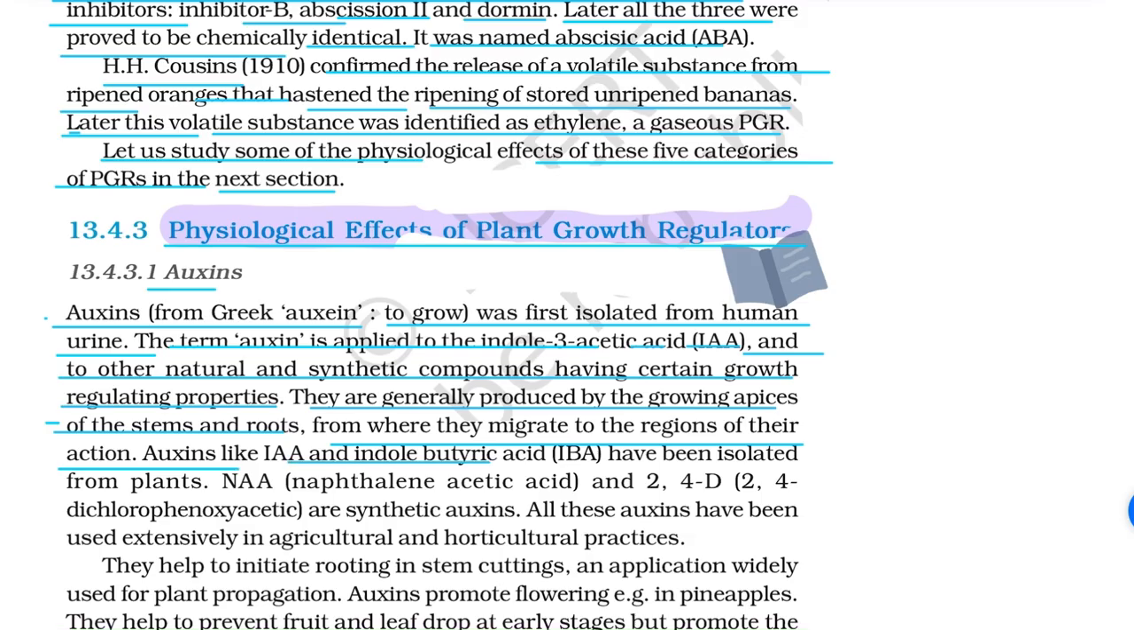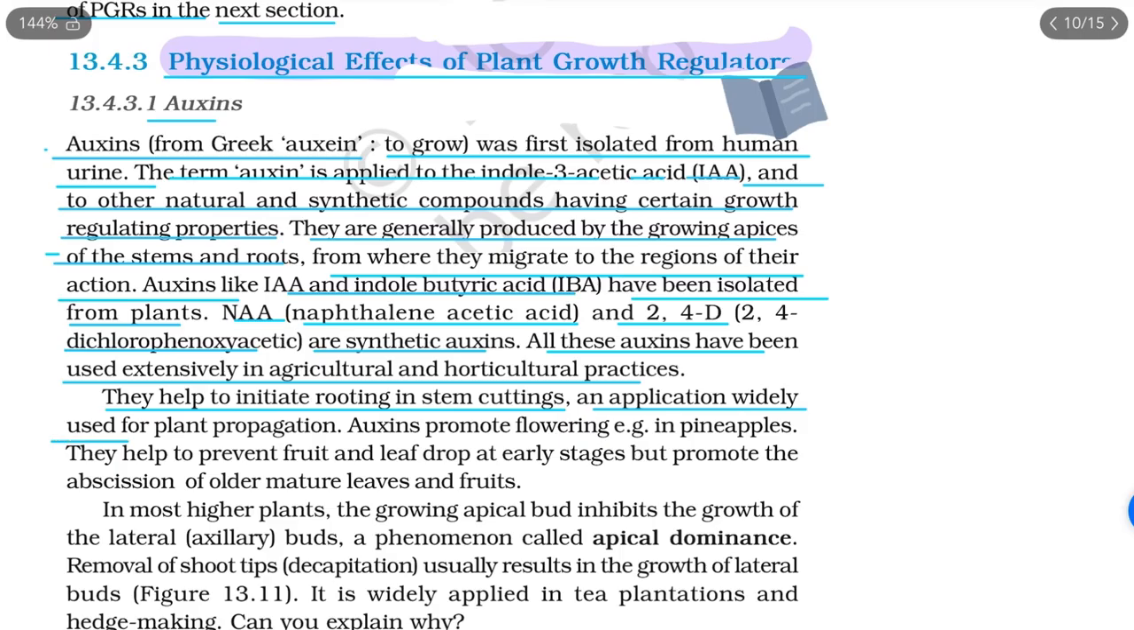Auxins like IAA and indole butyric acid, IBA, have been isolated from plants. NAA, naphthalene acetic acid, and 2,4-dichlorophenoxyacetic acid are synthetic auxins. All these auxins have been used extensively in agricultural and horticultural practices. They help to initiate rooting in stem cuttings, an application widely used for plant propagation. Auxins promote flowering, for example in pineapples. They help to prevent fruit and leaf drop at an early stage but promote the abscission of old mature leaves and fruits.